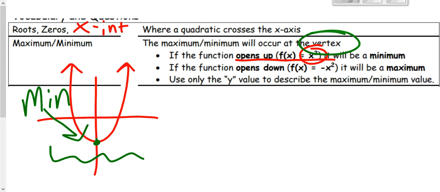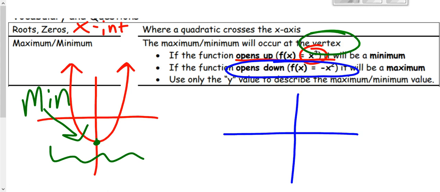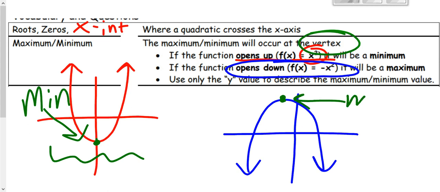Now, on the opposite side of that, if it opens down, or if there's a negative in front of that x squared, it's going to be a maximum. But for the same reason, if I create my quadratic and I look at where my vertex is, now my vertex is the highest point. It is the maximum height of that quadratic. So again, we're focused on that vertex and deciding whether or not the max or min is the vertex.